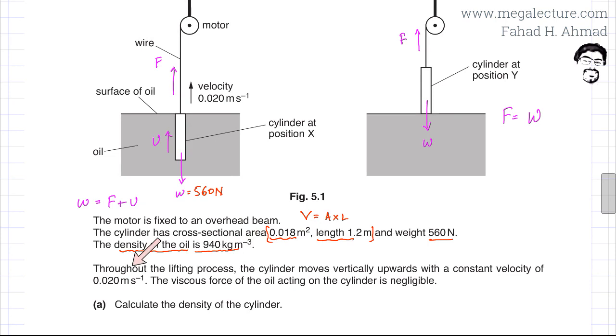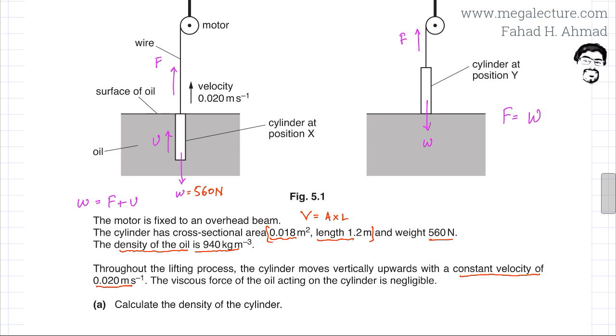Reading further, throughout the lifting process, the cylinder moves vertically upwards with a constant velocity, which means that all the forces are balanced out. There's no net acceleration, so there's not going to be a resultant force. The viscous force of the oil acting on the cylinder is negligible, which means there is no drag force. This cylinder is slowly moving out of the oil. So we are assuming that one force is absent, which is the viscous force.